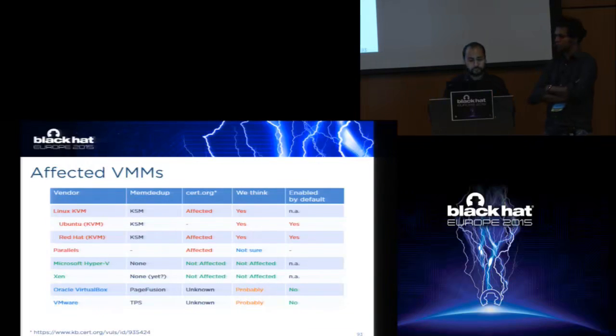Then cert.org says that a Parallels virtualization solution is affected as well. We were not able to verify that, so I don't know what they really use in the end. Now in the Microsoft world, if you look at Hyper-V, Hyper-V does not implement memory deduplication for memory pages. So naturally, Hyper-V is not affected by it. So there everything is fine. And Xen, apparently they're also not doing it, but I think we got an email from them stating that they were thinking about implementing this.